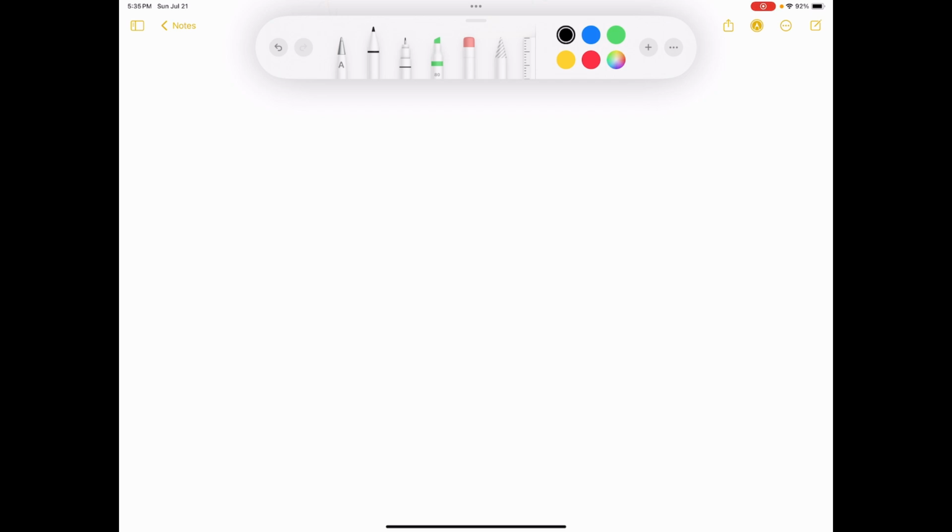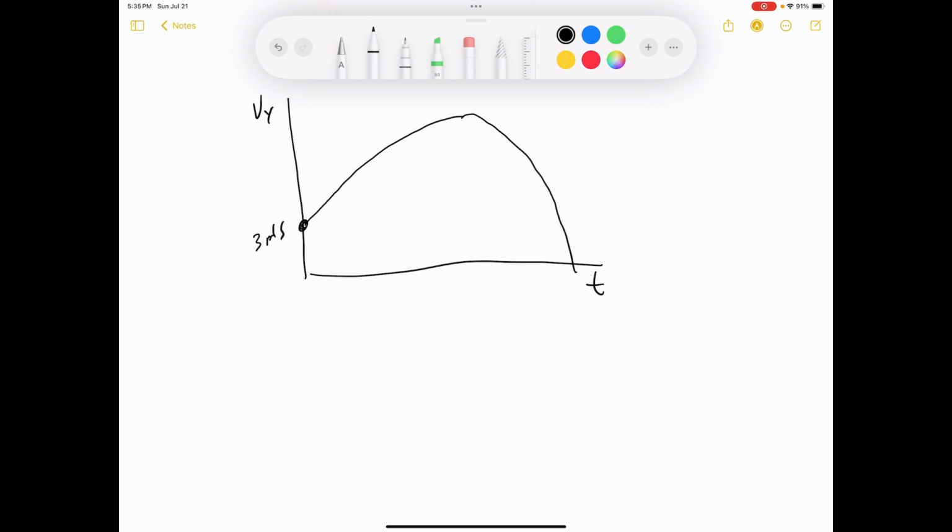So just to show you what I mean, let's imagine someone just throws a baseball, right? So let's say you have a nice velocity versus time, and let's imagine this is our velocity in y, okay? And let's say the initial velocity is 3 meters per second. Great. And the person throws it, and the ball goes like this, and then due to gravity it slows down, and then eventually boom, and hits the ground right here.